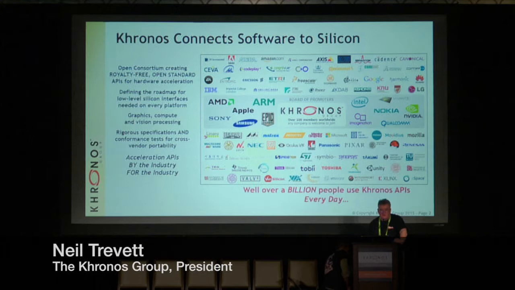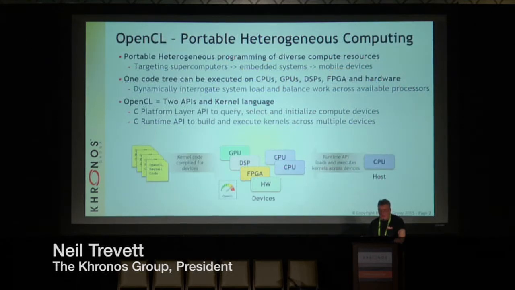Some of you have already heard this slide a few minutes ago. We're open to any company that wants to join. We have everyone from Apple and Google, large companies, all the way down to small startup companies wanting to work together to build acceleration APIs for compute and graphics and vision processing. And if you haven't come across OpenCL before, it's a parallel programming framework that lets you write single source programs that will use any compute resources in your system.